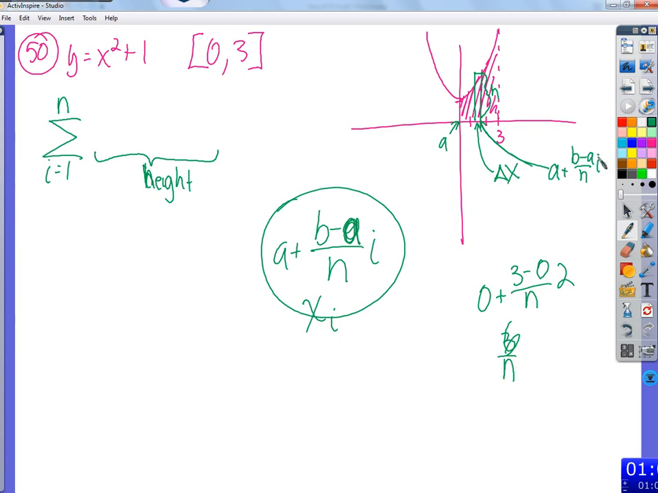Okay, good. So we multiply by I because I changes with each rectangle. First, second, third, fourth, fifth, sixth, and so on. Agreed? Agreed. Okay, that's how this finds x sub I. Can somebody define what x sub I is?